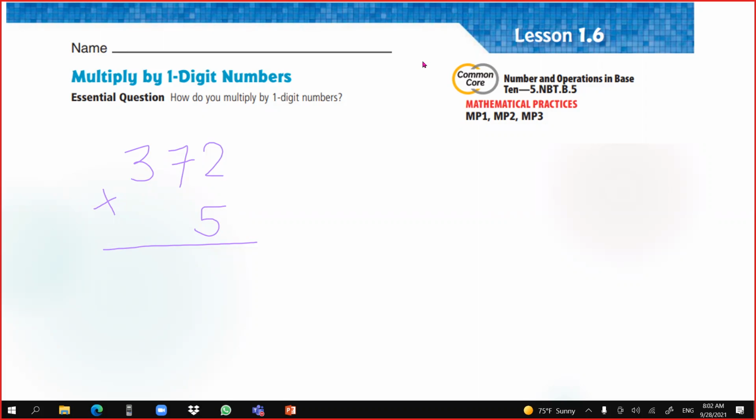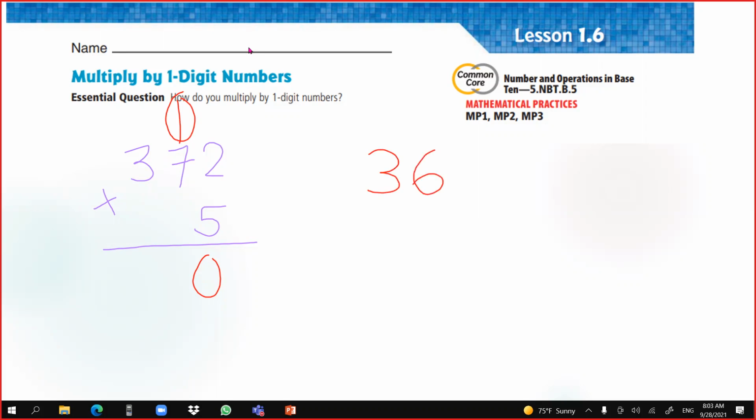When you multiply 5 with 2, the answer is 10. Is it right? So now you have to take the ones and write it down, and then take the tens and write it up. Then after that, you multiply 5 with 7. 5 times 7 is 35. Then you have to add 1 to the 35, which is 36.